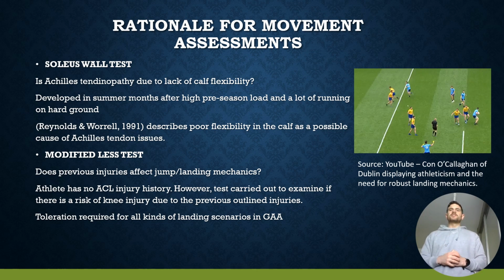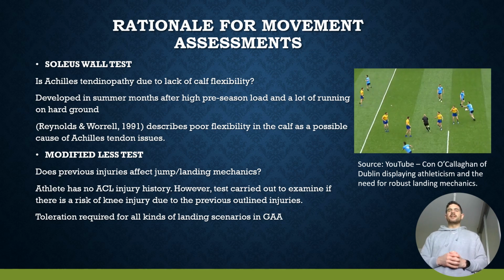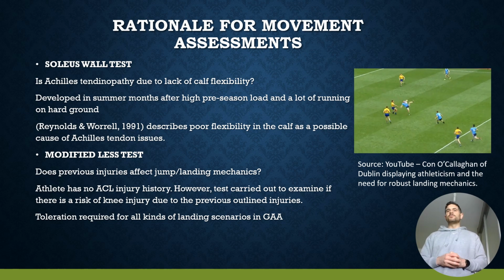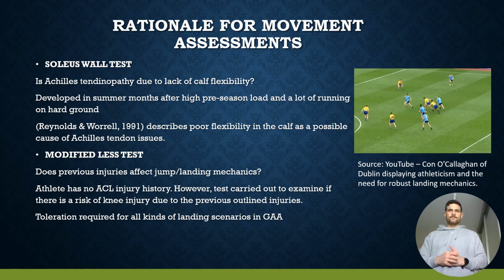We decided to administer the Slough wall test to determine if a lack of calf flexibility contributed to the Achilles injury. In 1991, Reynolds and Worrell described poor flexibility in the calf area as a possible cause of Achilles tendon issues, indicating the tendon takes on more load due to the calf's limitations.